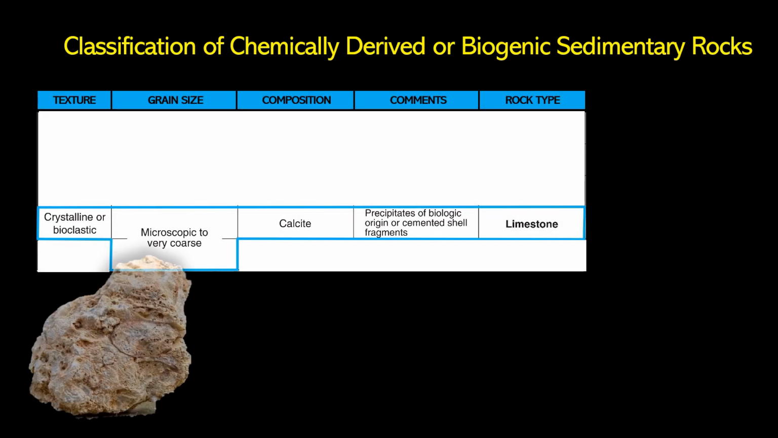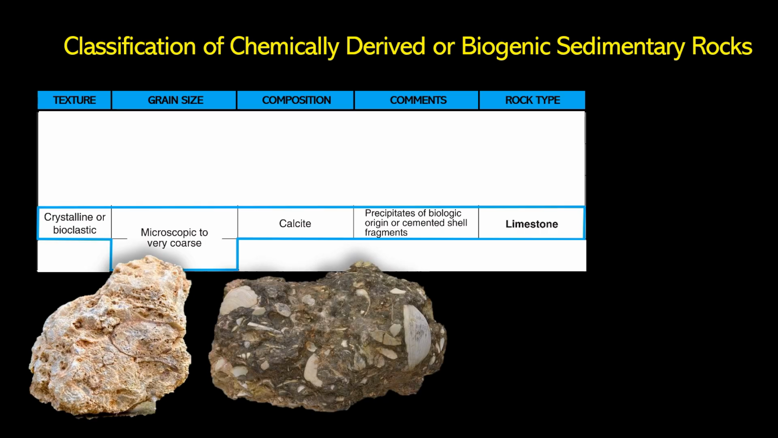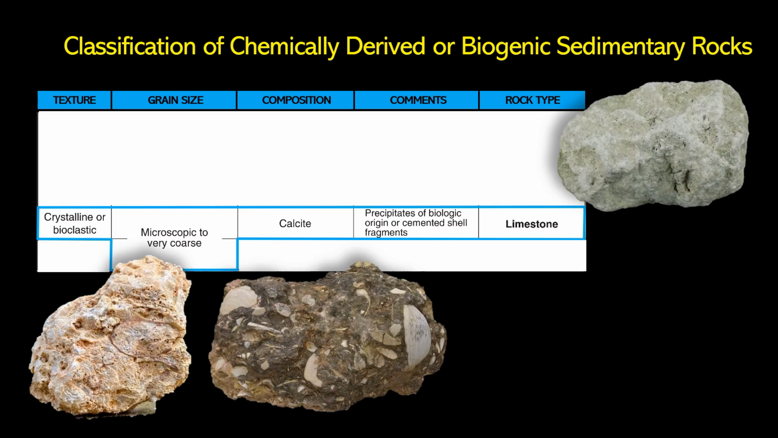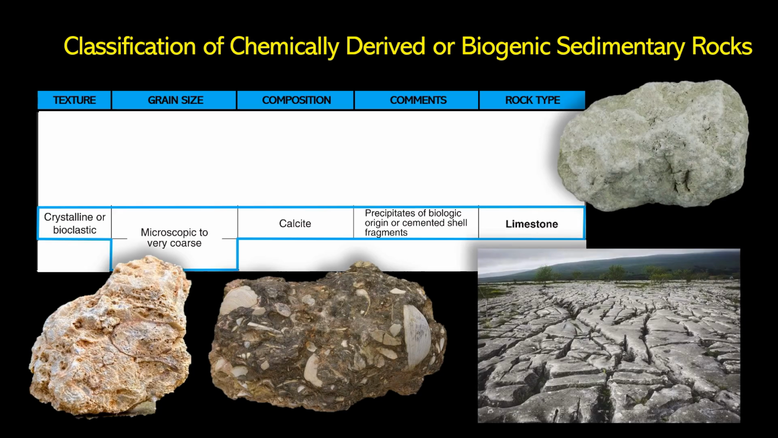Limestone is a common chemical and biogenic sedimentary rock primarily composed of calcium carbonate, CaCO3, often in the form of the mineral calcite. It forms in marine environments where shells, coral, and skeletal fragments of marine organisms accumulate, as well as through the direct precipitation of calcium carbonate from water.